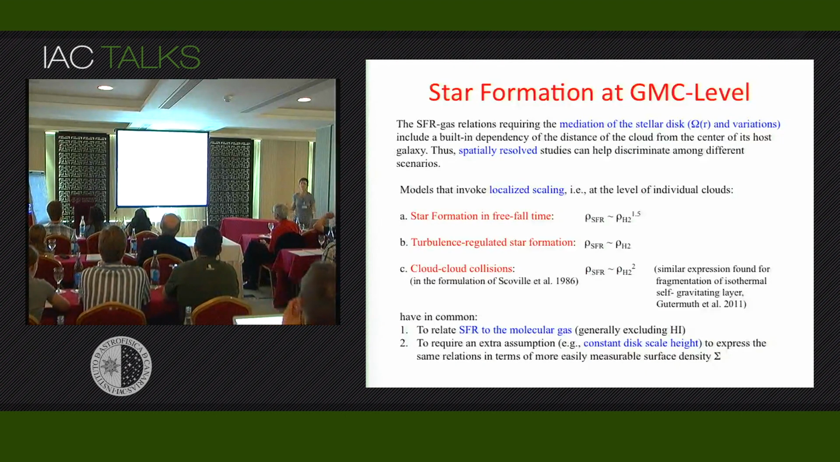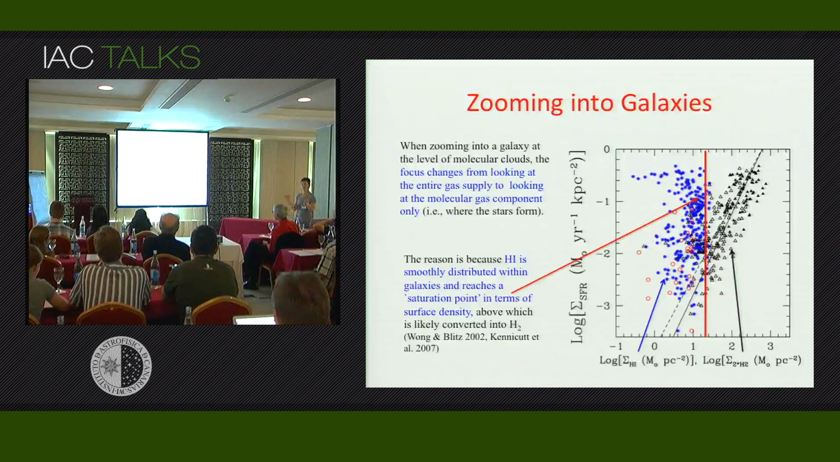There are a lot of corrections. This is a very simplified picture. Perhaps because you relate the star formation rate directly to the molecular gas, generally excluding H1, but also, if you want to convert it to a surface density, you have to make, again, the simplified assumption that either you have a single, constant molecular disk height, or you can somehow convolve the variation of the molecular disk across the galaxy. So let's now look at data, finally.